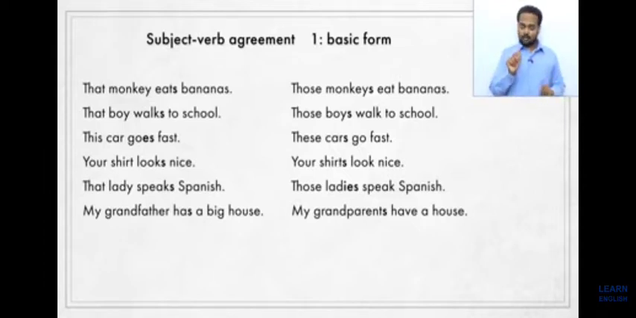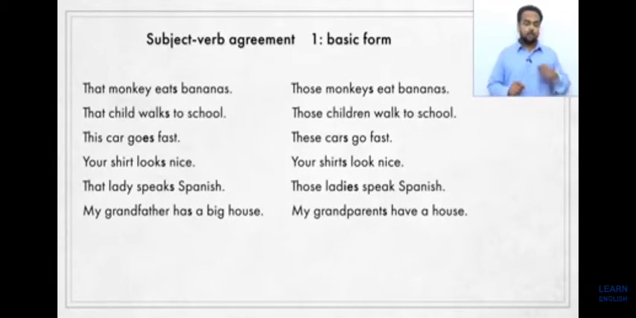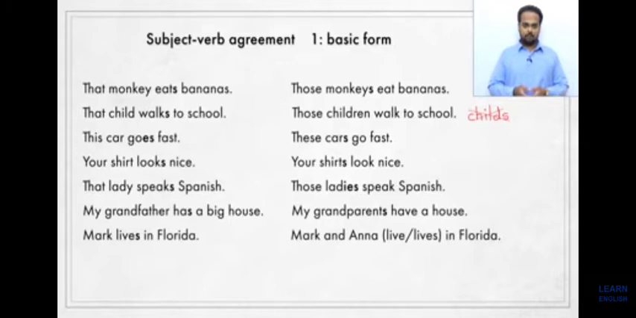Now with plural nouns, I want to point out that there are some irregular plurals. For example, instead of saying that boy, you can say that child walks to school. But now the plural is those children walk to school, not childs. But still, children is a plural form, so we use a plural verb, walk, with no S added to the end.